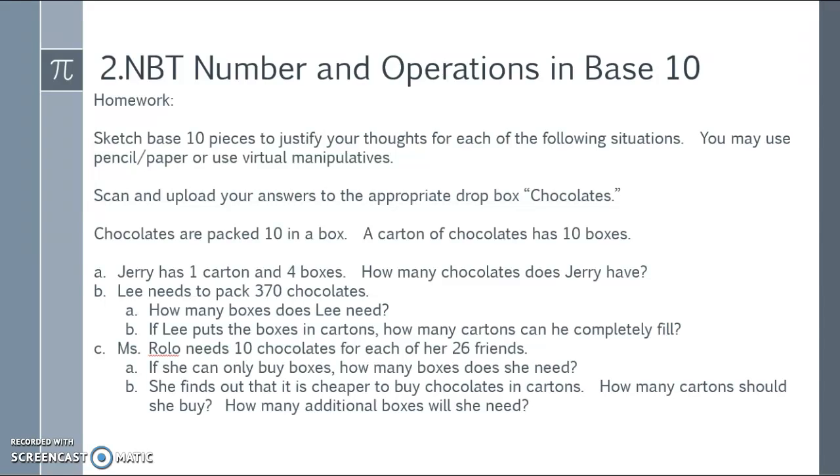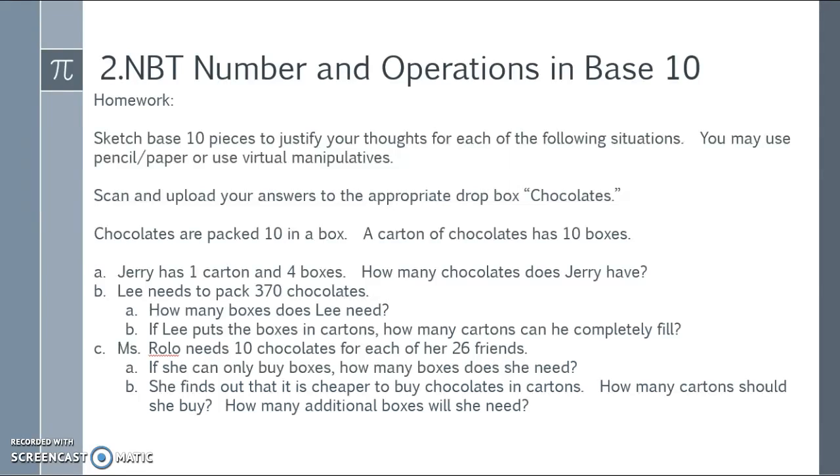Chocolates are packed 10 in a box. A carton of chocolates has 10 boxes. Jerry has 1 carton and 4 boxes. How many chocolates does Jerry have? Lee needs to pack 370 chocolates. How many boxes does Lee need? If Lee puts the boxes in cartons, how many cartons can he completely fill?